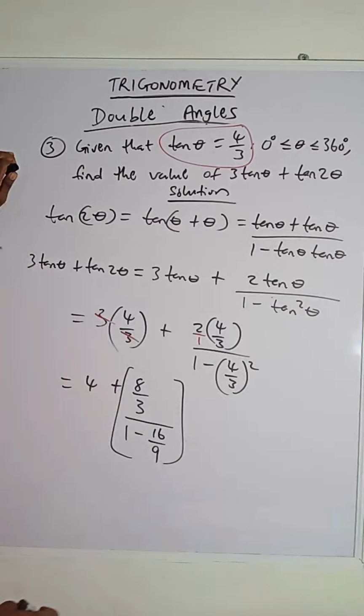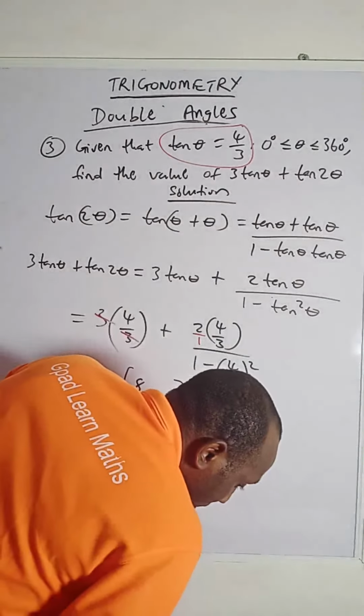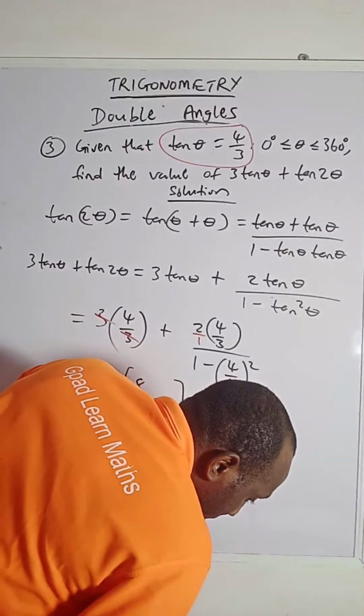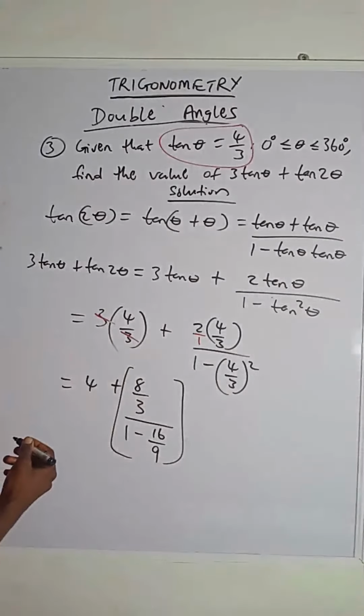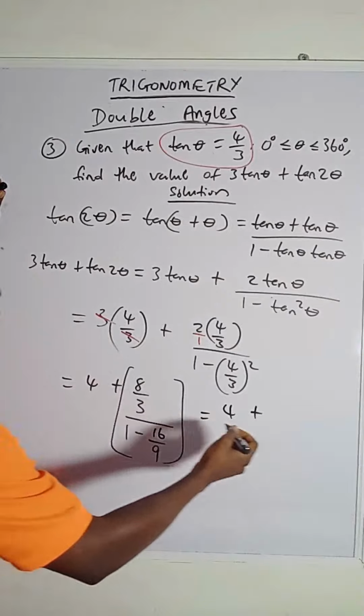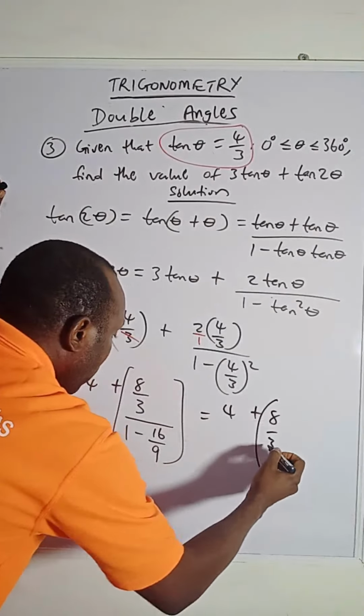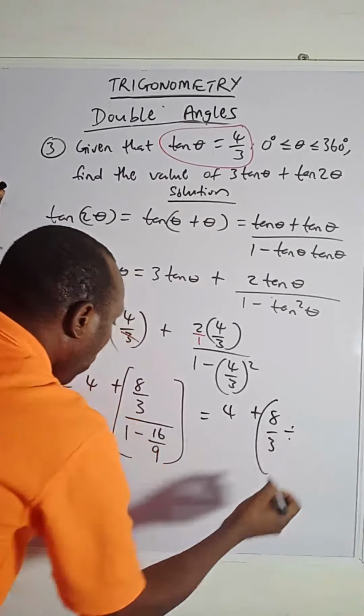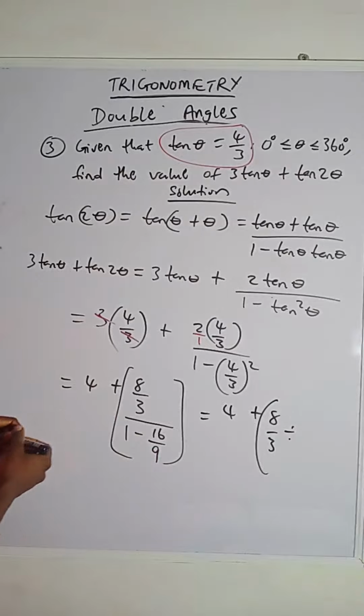Okay, so let's go on. I hope everything is going well. I do not think there is any mistake. Everything should be going well. Okay, let's go on. So this is going to be equal to 4 plus 8 over 3, divided by what? I want us to quickly work this out.